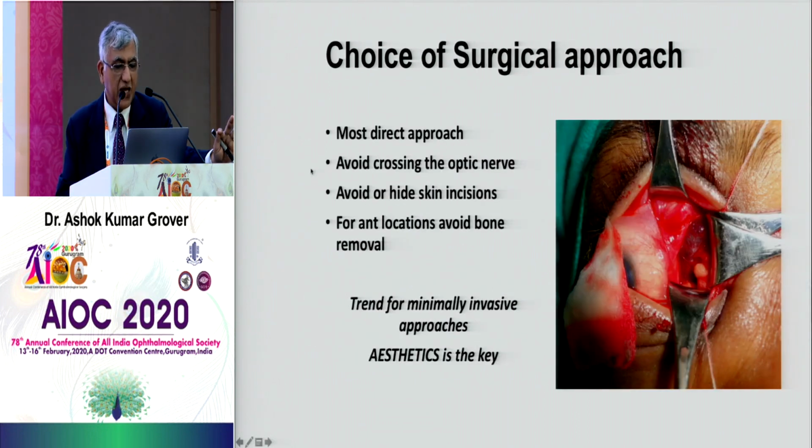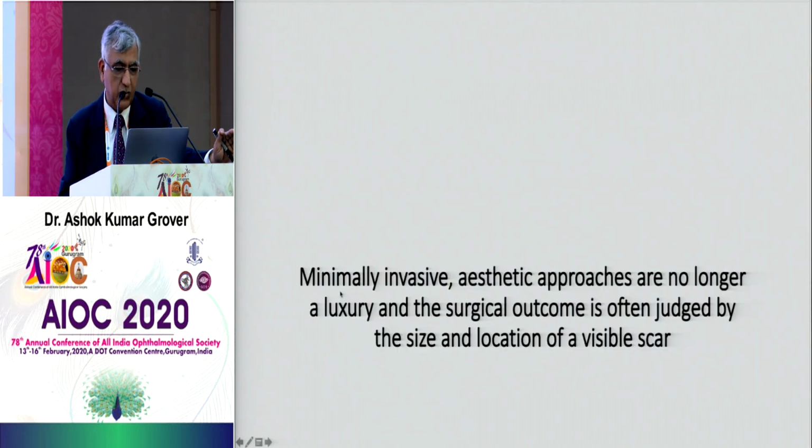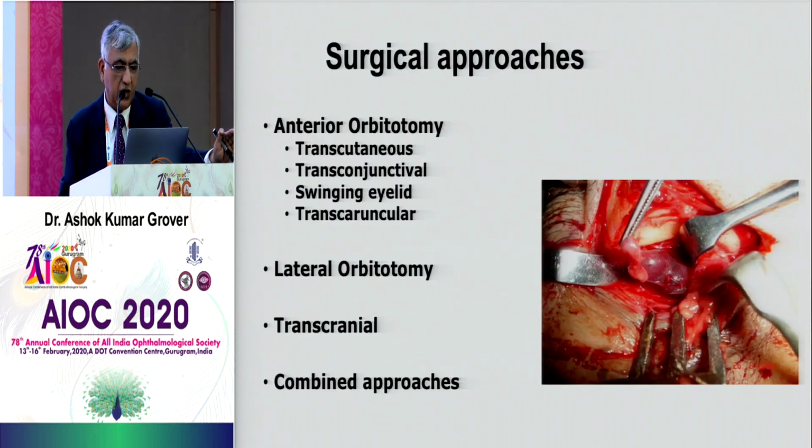You always try and take the most direct approach. You try to avoid crossing the optic nerve. If it is on the lateral side, you would prefer that. If it is anteromedial, you would go anteromedially. And you try and take an aesthetic approach, hide skin incisions, avoid bone removal where you can. So minimally invasive approaches and aesthetically appropriate approaches have become the buzzword in surgery of the orbit.